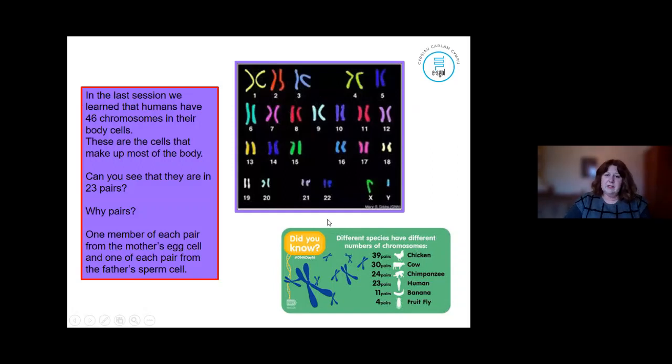Just linking back to last session as well, remember that even though I might talk here in this case about human chromosomes being 46 in our body cells, it's worth remembering that in different species there are different numbers. Now you won't have to know this. In any test or in any exam, they'll tell you what the number is. You just need to follow the basic idea. In a chicken here, you can see that a chicken has 39 pairs of chromosomes, and you'll only have one set of the pairs in the chicken sperm or egg cell.